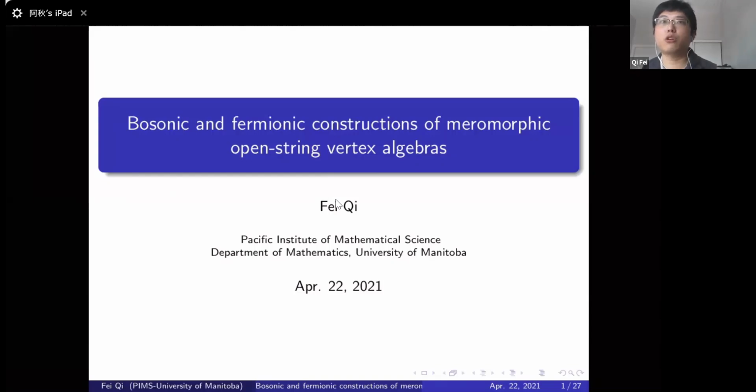A non-commutative generalization proposed by Huang in 2012. And actually, let me start with the outline.